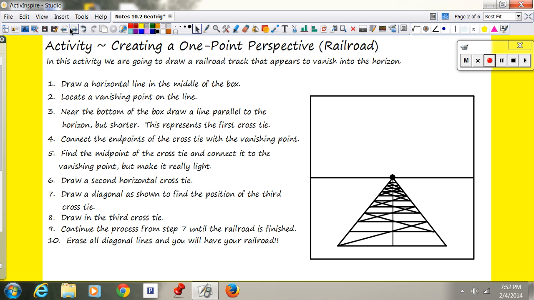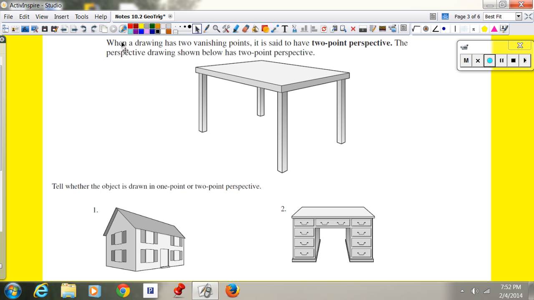So this is a really short little section. And again, you can pause the video. It just says when a drawing has 2 vanishing points, like we were talking about with our isometric drawings, it is said to have a 2-point perspective. The perspective drawing shown below has a 2-point perspective because it vanishes over here. It would keep going forever, and then it would vanish over here and keep going forever. So that's called a 2-point perspective.